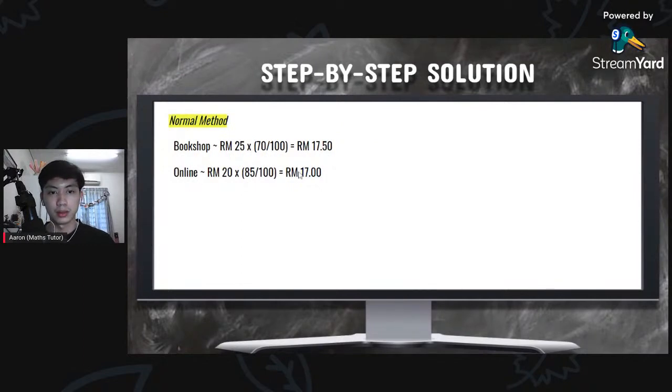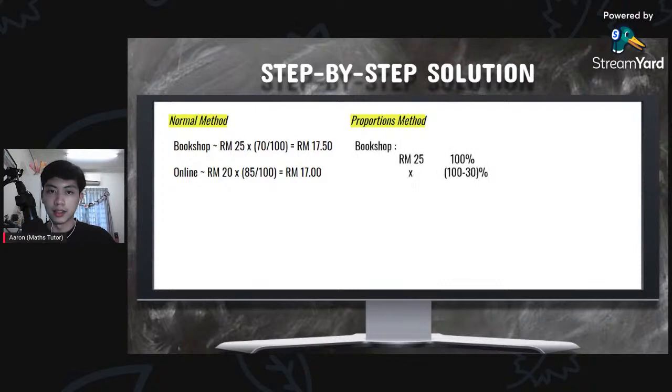Then you buy online, also the same. 15%, so that means 85% left, so it is 17 ringgit. So we focus on the proportion method.